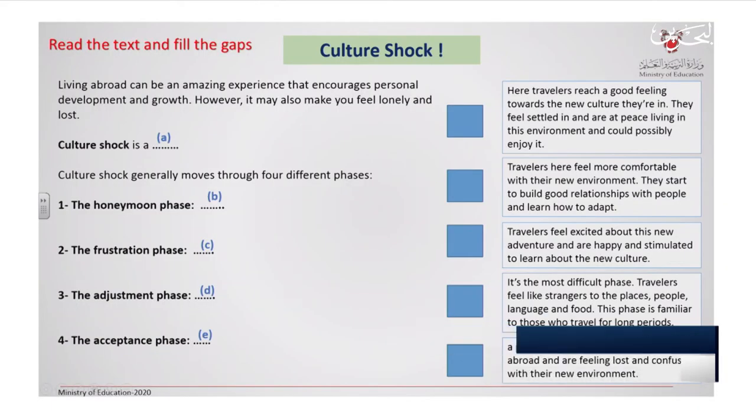Here are 5 extracts. We'll read them together, and I want you to match them with the headings. Number 1, here travelers reach a good feeling towards the new culture they are in. They feel settled in and are at peace living in this environment and could possibly enjoy it. Number 2, travelers here feel more comfortable with their new environment. They start to build good relationships with people and learn how to adapt.